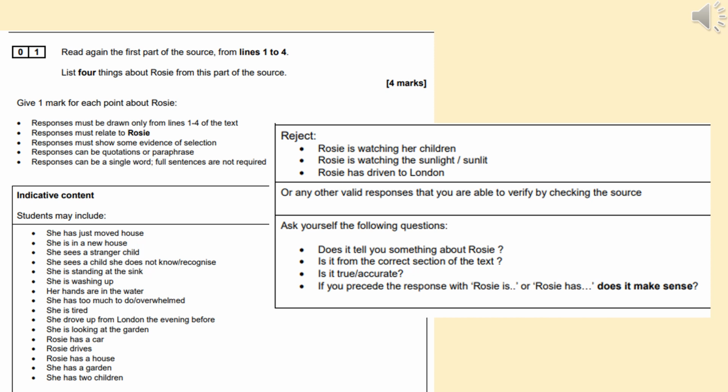So acceptable answers would be things like she's moved house, she sees a stranger child, she's standing at the sink, her hands are in the water, she's overwhelmed, she's tired, and she's driven up from London the night before. Things that are not acceptable would be she's watching her children, no, she's looking at the garden, she's watching the sunlit, quite a lot of people put that, it makes no sense, you can't watch an adjective, it was the sunlit garden, and she's driven to London, no, she drove from London. So you have to read carefully and make sure your answer makes sense and fits all those criteria.